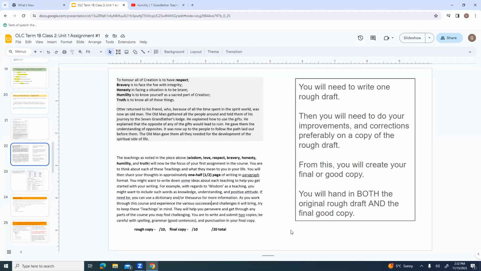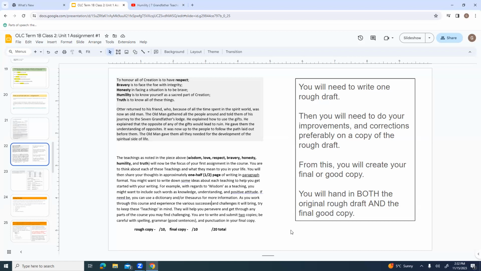I apologize. So the teachings as noted in the piece above, wisdom, love, respect, bravery, honesty, humility, and truth, will now be the focus of your first assignment in the course. You're to think about each of these teachings and what they mean to you in your life, and you will then share your thoughts in approximately 1/2 page of writing in paragraph format, which we'll talk about again in a minute.